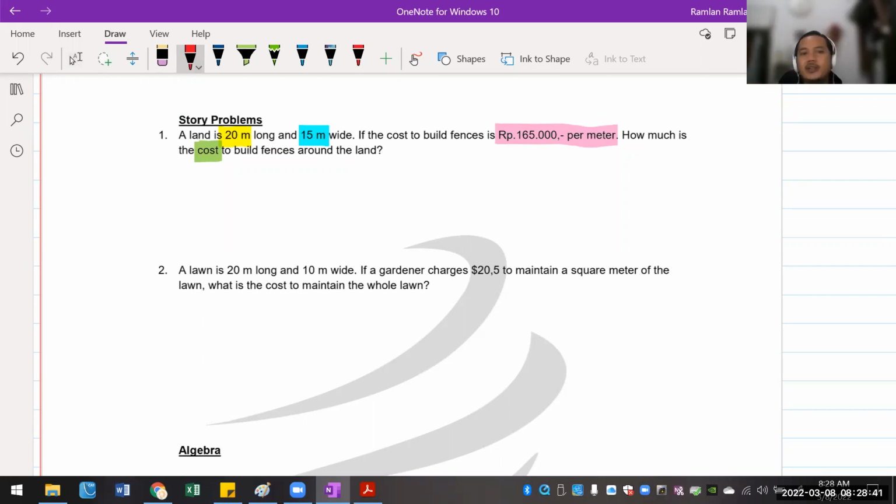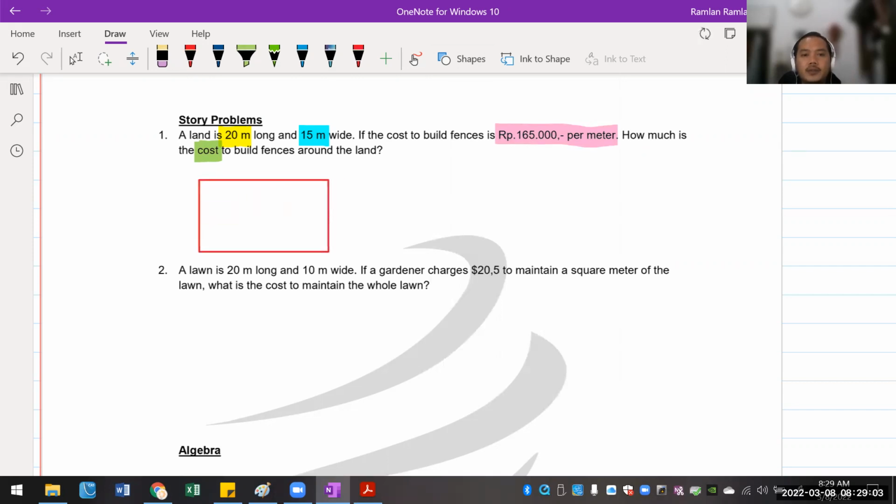Yes, it is actually a rectangle because we know that we have a 20-meter length and a 15-meter width. We have a length and a width, and both of them are different. If they're the same, then we can say it's a square. But because they are different, this is a rectangle. So I'm going to draw a rectangle now. There we go.